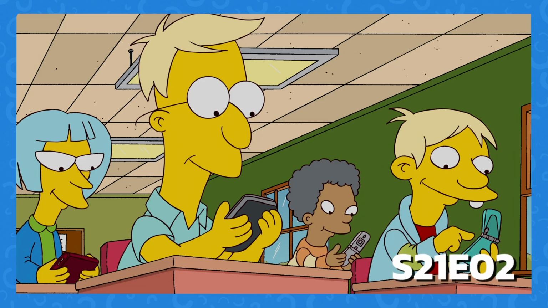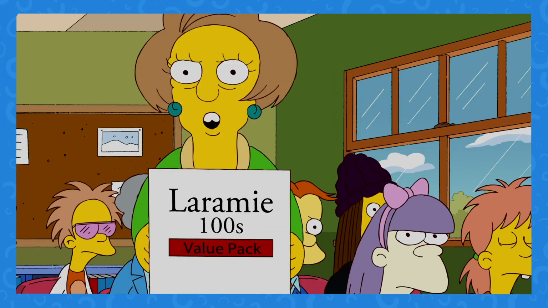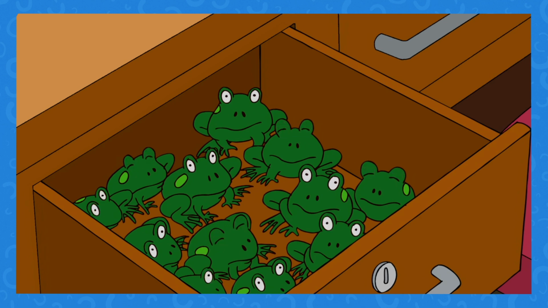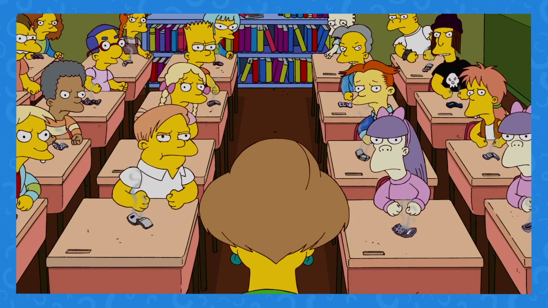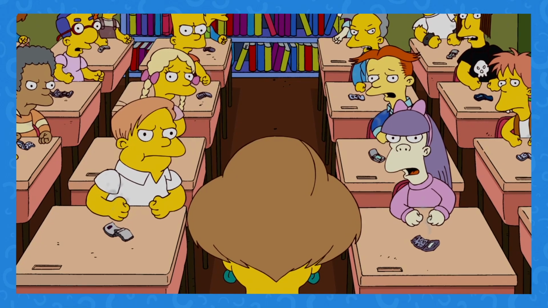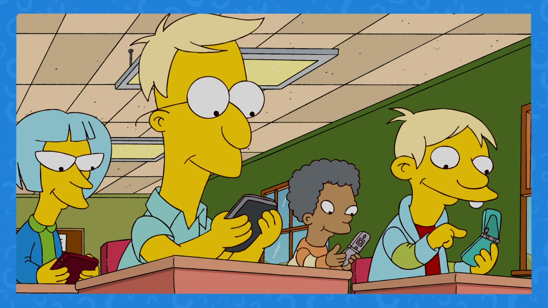In Bart Gets a Z, Miss Krabappel takes the cellular devices from the children in her class and puts them in a Laramie cigarette box. She dumps the box into a desk drawer filled with frogs. A few seconds later, there is a shot of the class from her point of view with all of their cellular devices still on their desks. Those kids are pretty wealthy to own 2 phones each.